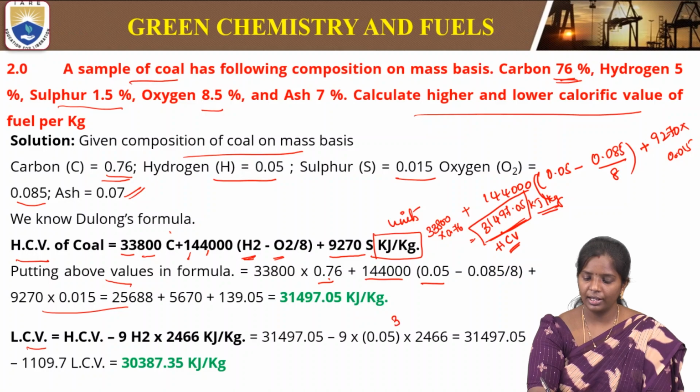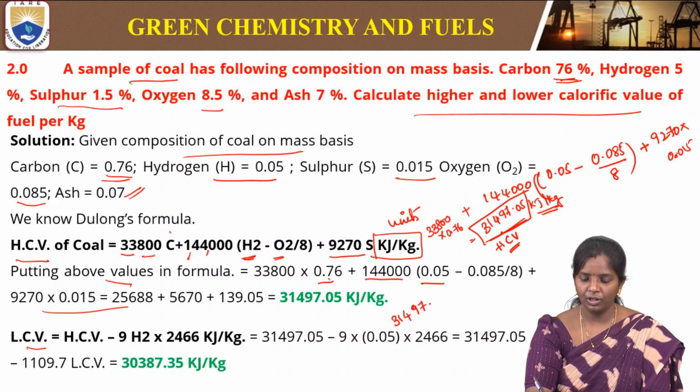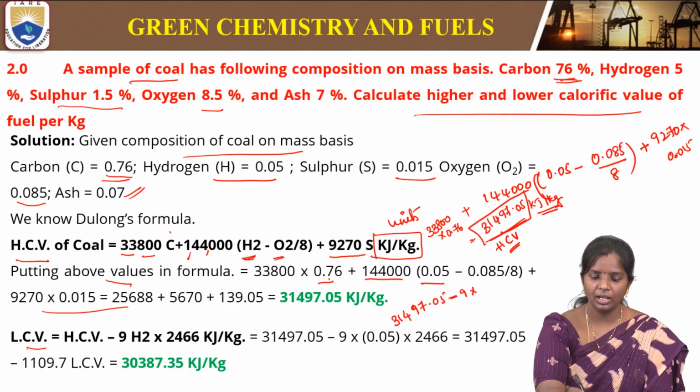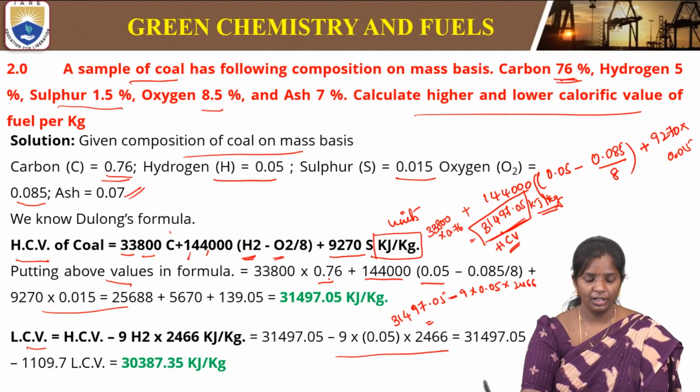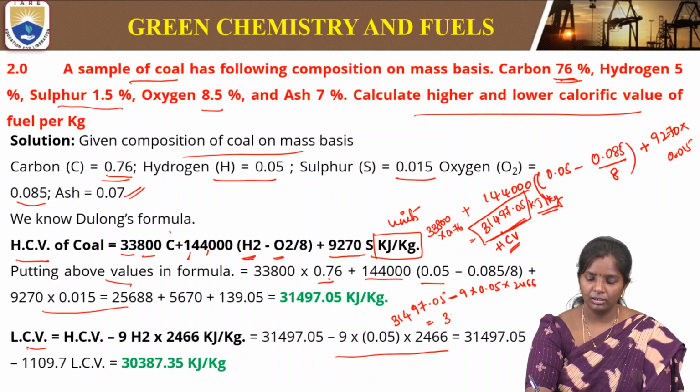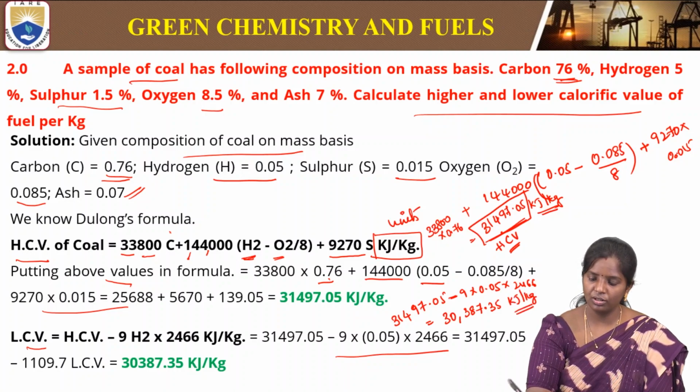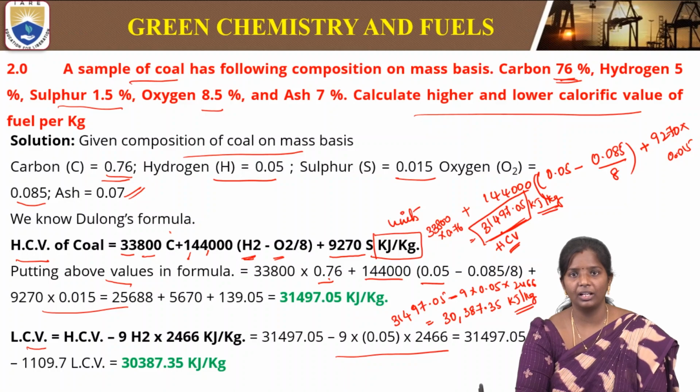Now substitute the higher calorific value: 31497.05 minus 9 into how much is the hydrogen? 0.05, into 2466, and after substitution and simplification, we get 30,387.35 kilojoules per kg. So if you see, the lower calorific value is always less compared to the higher calorific value.